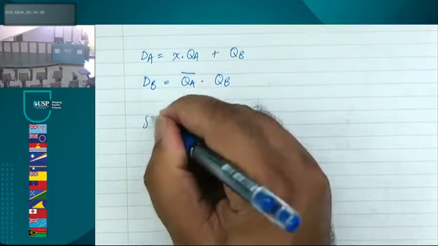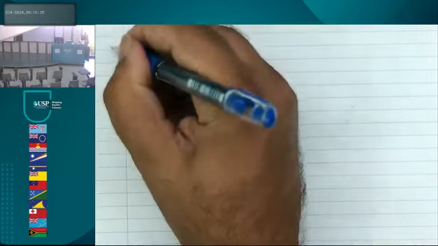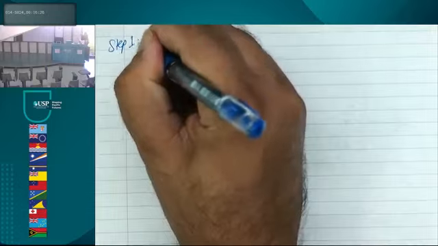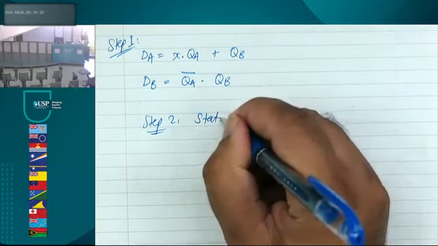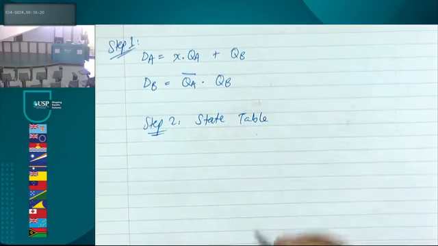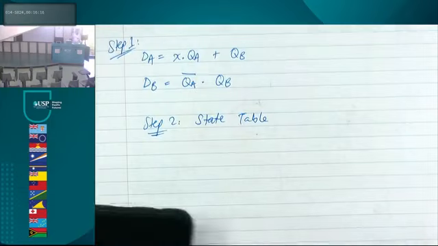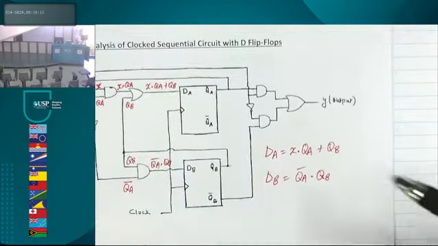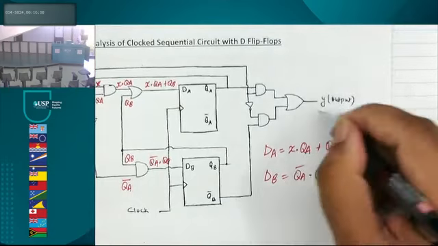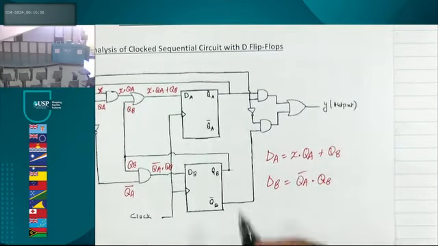Step 2 is, so that was step 1. This is an analysis exercise. Step 2 is the state table. Sorry? Oh yeah, sorry. There is one guy left out. I forgot about him. Right, there's a Y over here. System output, Y. Okay, let's do this.